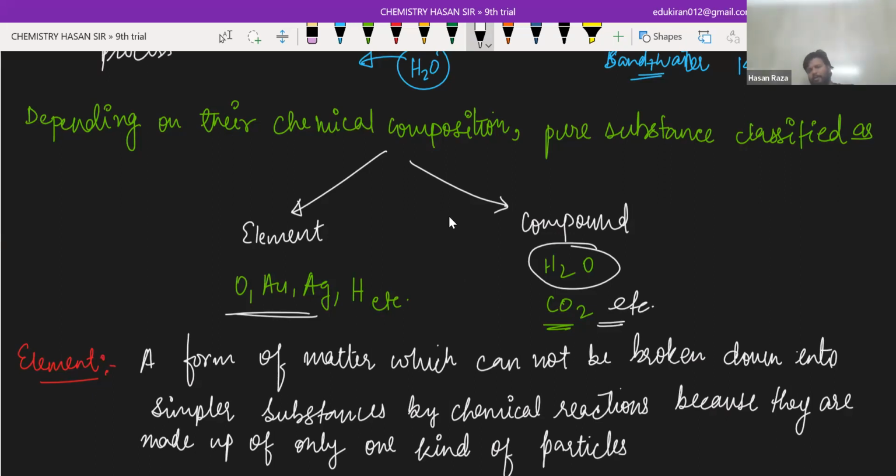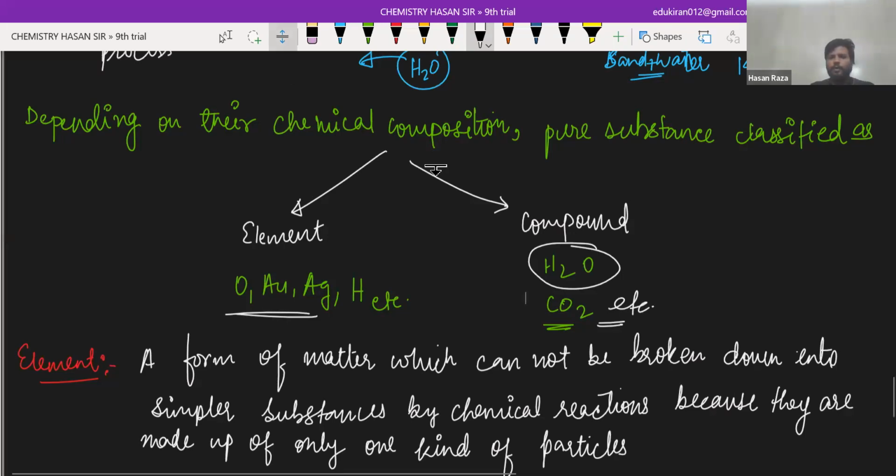Are elements matter or not? What do you think? Yeah, it is a matter. Very good.